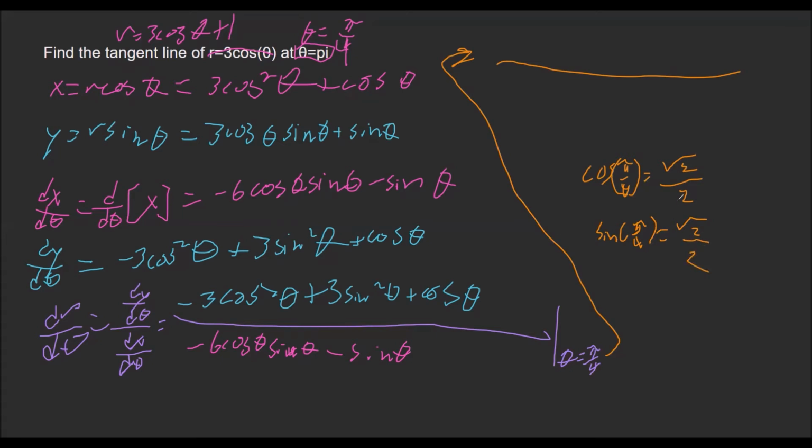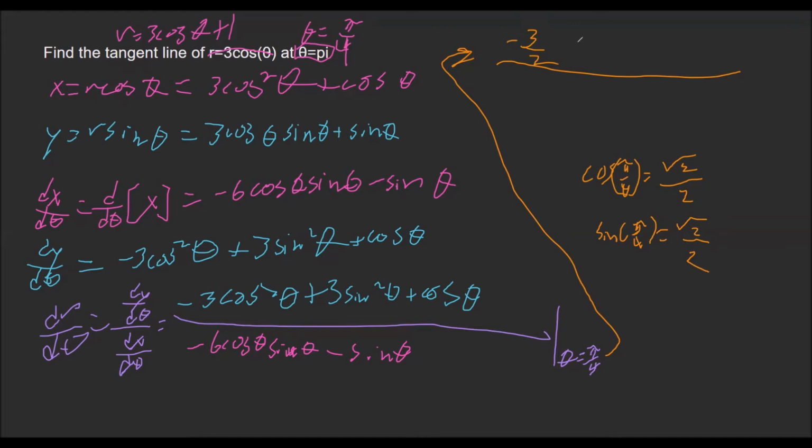So if we were to plug in pi over 4 for negative 3 cosine squared theta, we're going to multiply our product here by itself and then multiply it by negative 3. In that scenario, we end up with negative 3 over 2, because if we square this, we end up with 2 over 4, which is 1 over 2, times negative 3. So that's how we end up with negative 3 over 2.